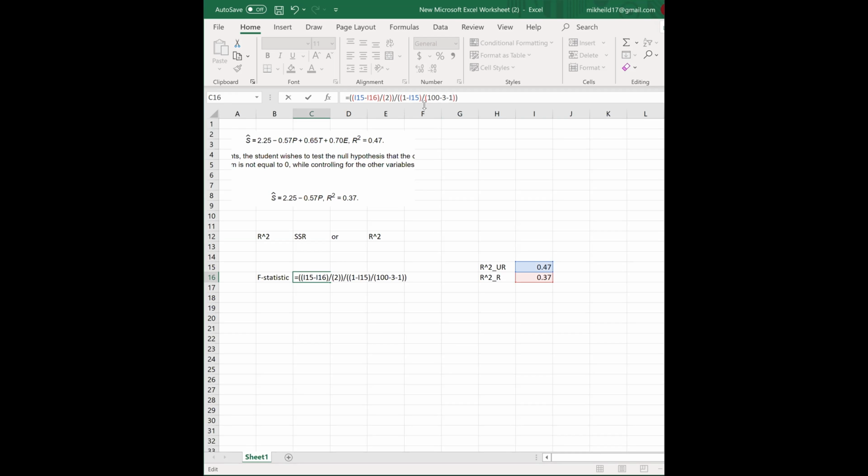Should be n minus k. I was thinking about the 2 from before. That's okay. So n minus k minus 1. K here, in the F-stat, is the number of independent variables in the unrestricted model. And in the unrestricted model, we have 3 independent variables, right? And 9.056, that's exactly what I have here. Do you see this number?